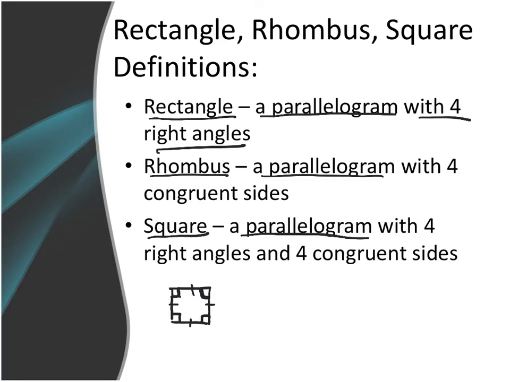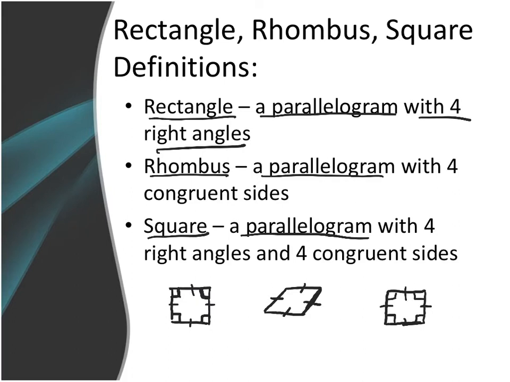Now a rhombus is a parallelogram with 4 congruent sides. So it is not a requirement for a rhombus to have right angles. It never said it had to have right angles. So notice here, if I've got something that looks like this, that would be a rhombus. It's a parallelogram with 4 congruent sides. So when we get to a square, it's got 4 right angles, and it's got 4 congruent sides.